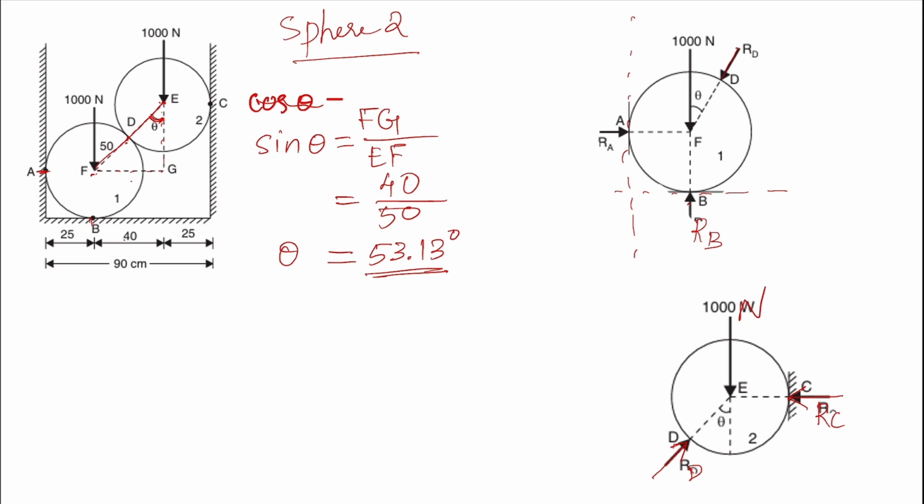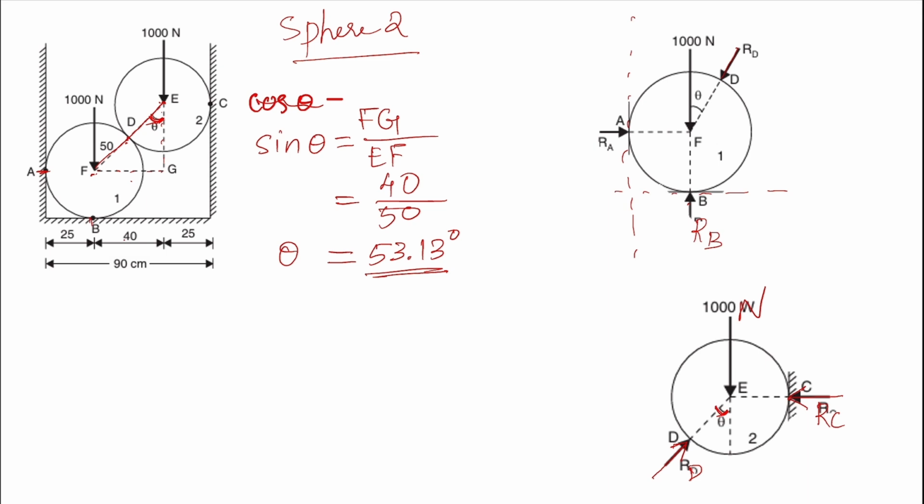So if we know the angle theta, then we can resolve RD. Okay, so first step is completed. Now we need to solve the two spheres. So first I am considering the second sphere. So this is angle theta. Considering the second sphere, this is angle theta.